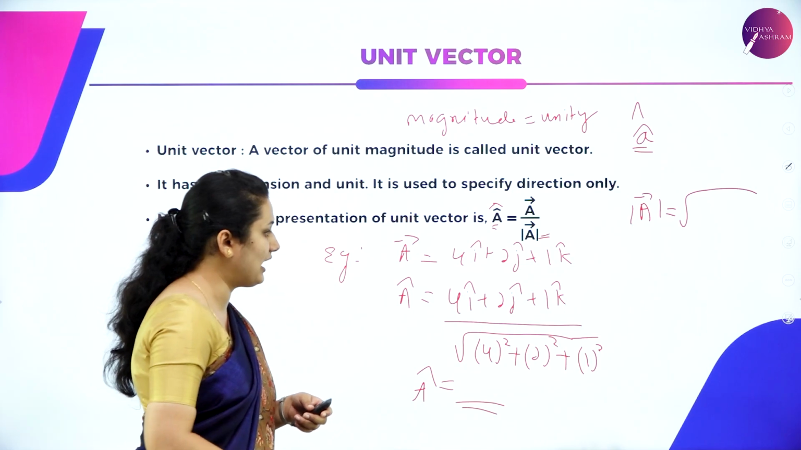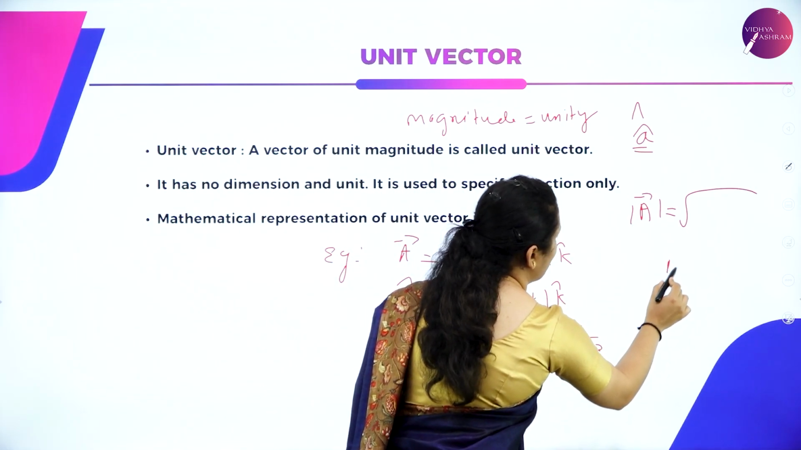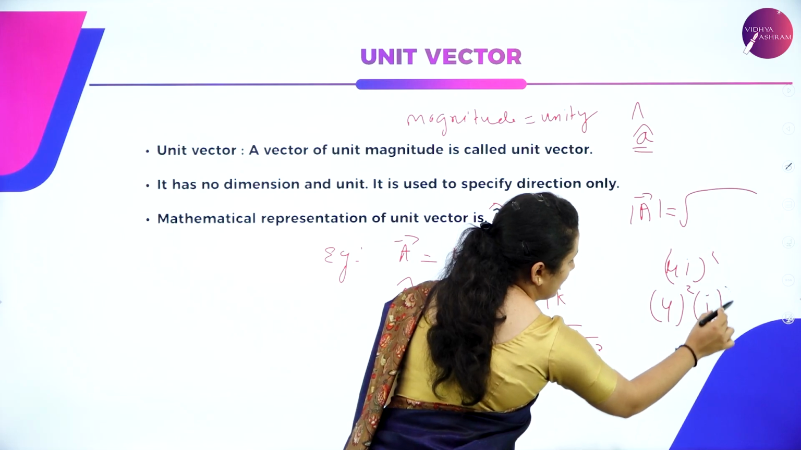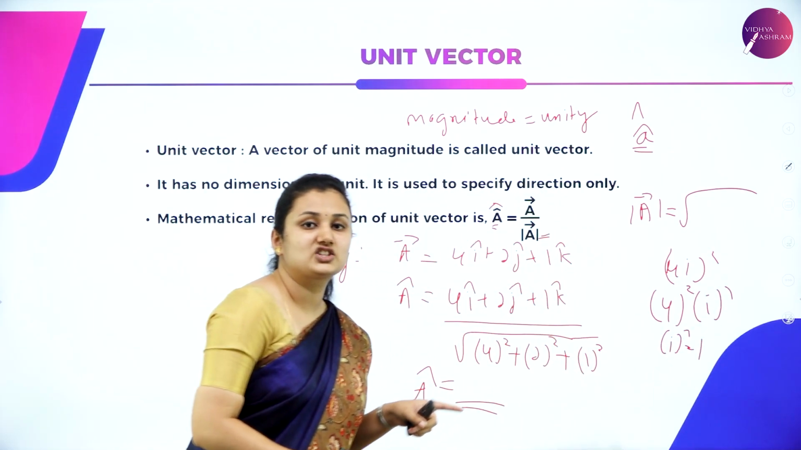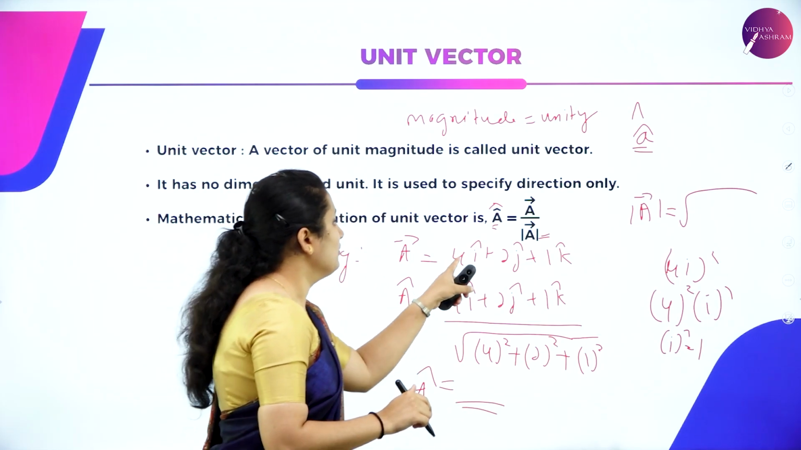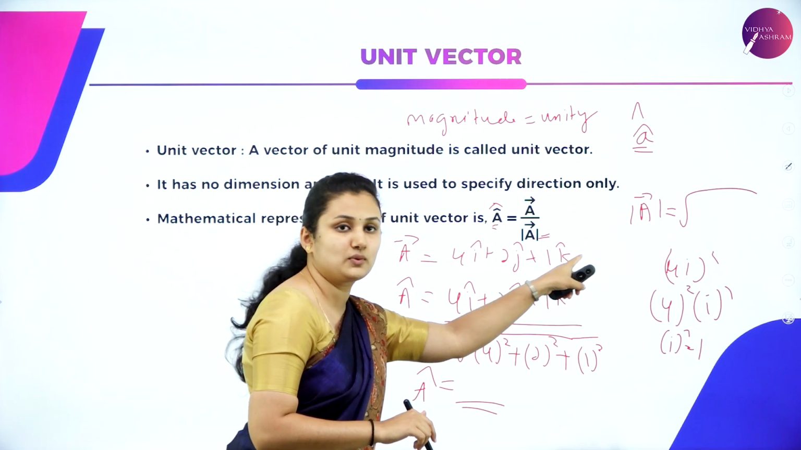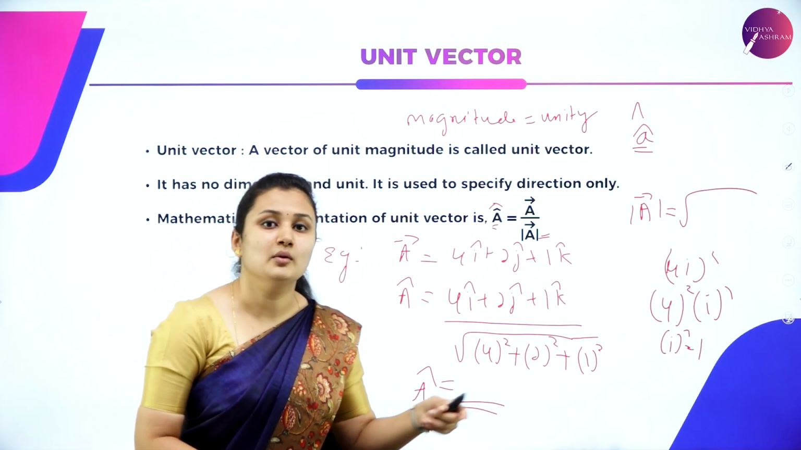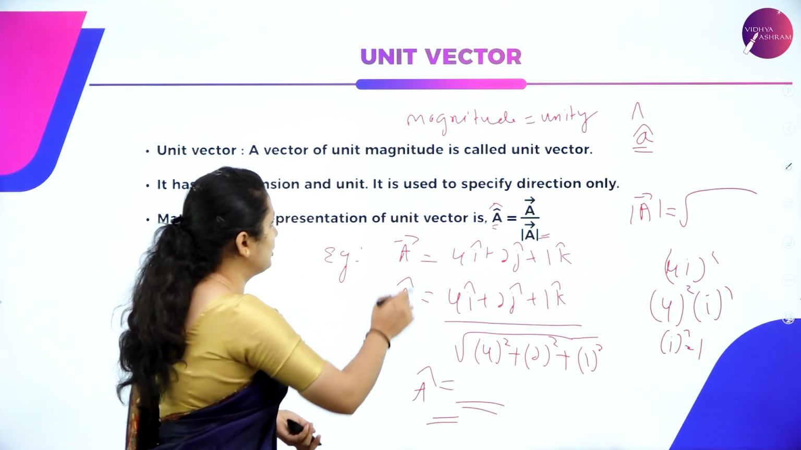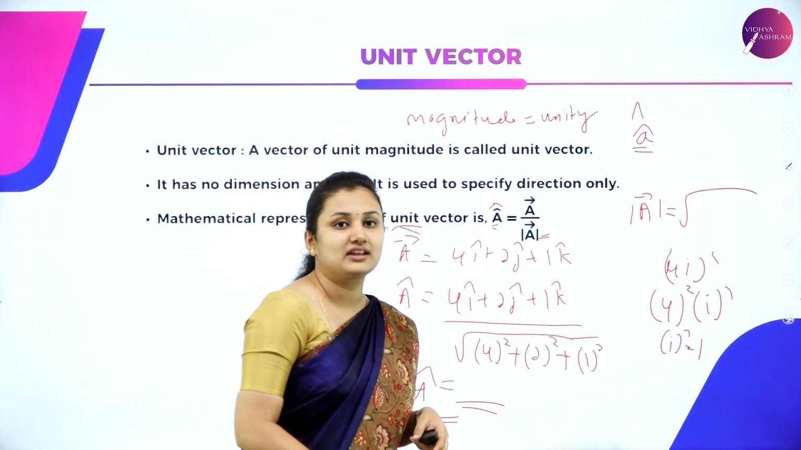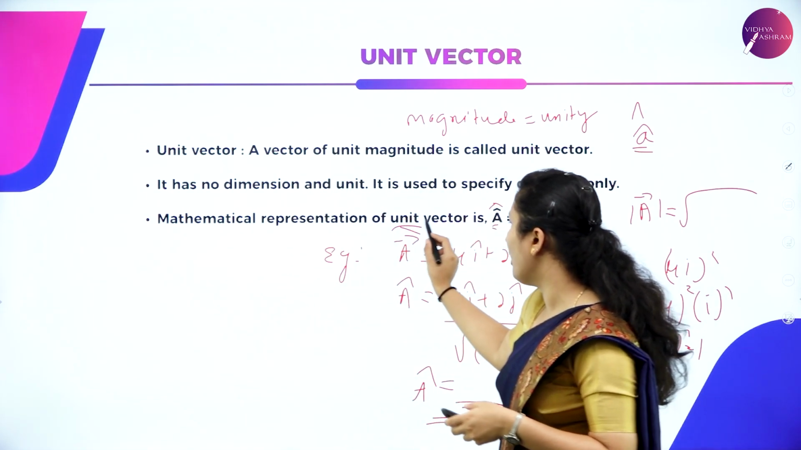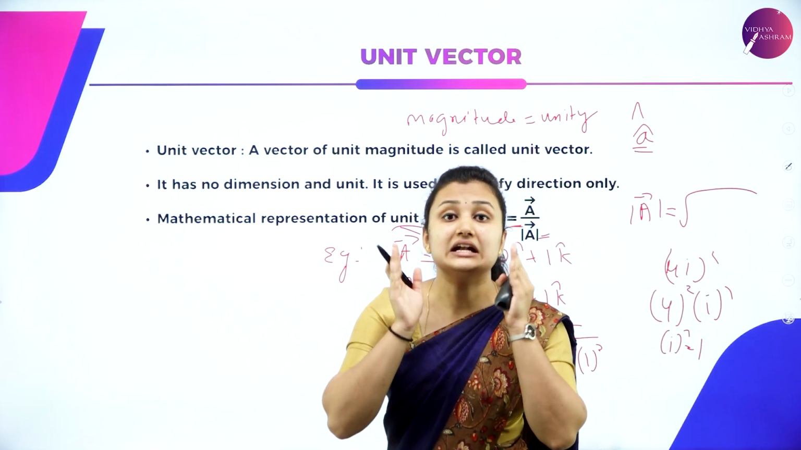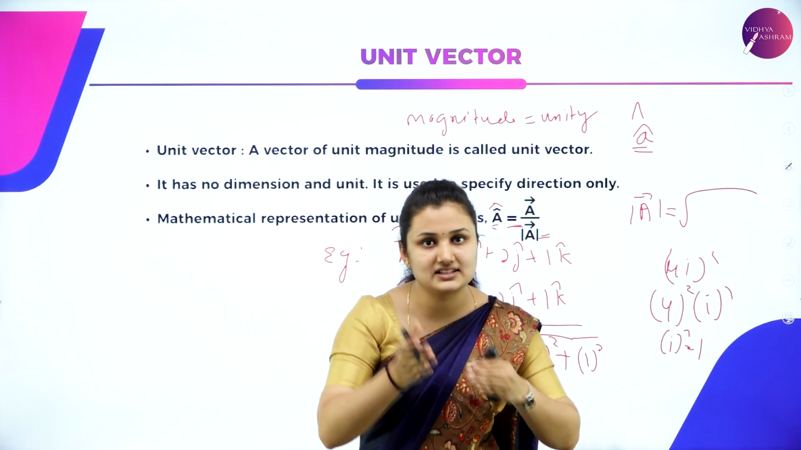When you have 4i whole square, it is 4 square, and i square is nothing but 1. i square, j square, k square is each equal to 1. So leaving that, you have 4 square, 2 square, 1 square. On simplification, please work out the value, and you will get the unit vector. This is the formula and mathematical representation of unit vector. For a unit vector, the magnitude is unity. It specifies the direction of a vector along the x, y and z axes.